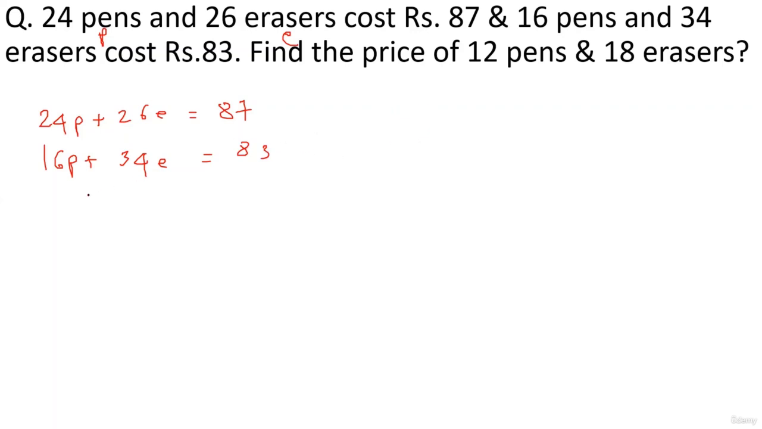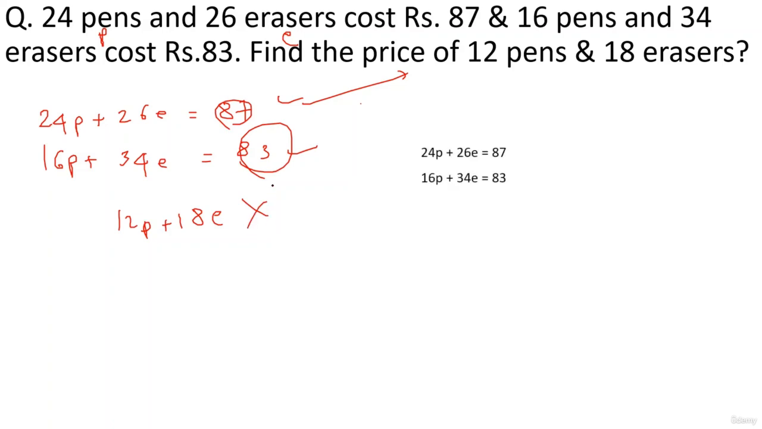Okay. Now, guys, one way to solve the question is you can basically solve them simultaneously. You can figure out the value of P, you can figure out the value of E, and then substitute here in the place of 12P plus 18E. But as you can see, the numbers are not very small. It will be a very complicated process. So what we do is we observe a quick shortcut to solve these questions.